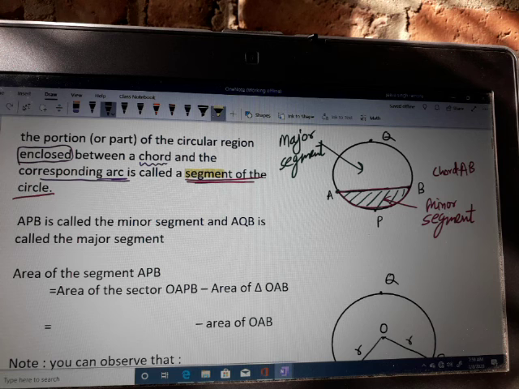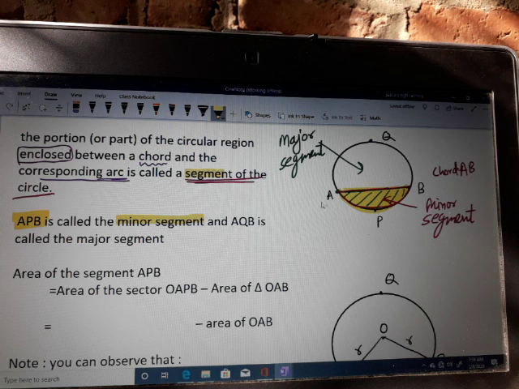So I write down here A, P, B. This region APB is called the minor segment and the left part AQB, this white part, is known as the major segment. I have already written it down for you. I hope you understand the concept of segment.